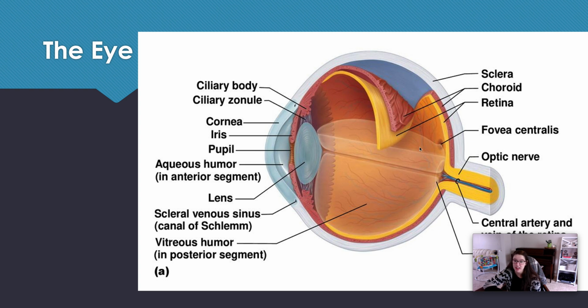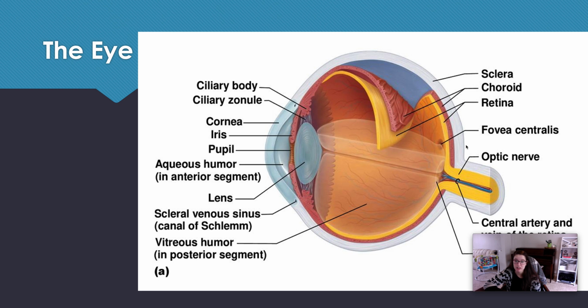Everything outside of that fovea is going to be our peripheral vision. And so with this fovea here, you have light entering, you go through the cornea, it's reflected through the lens, and it hits onto the fovea. The lens is going to focus that light so that it can then trigger a response.